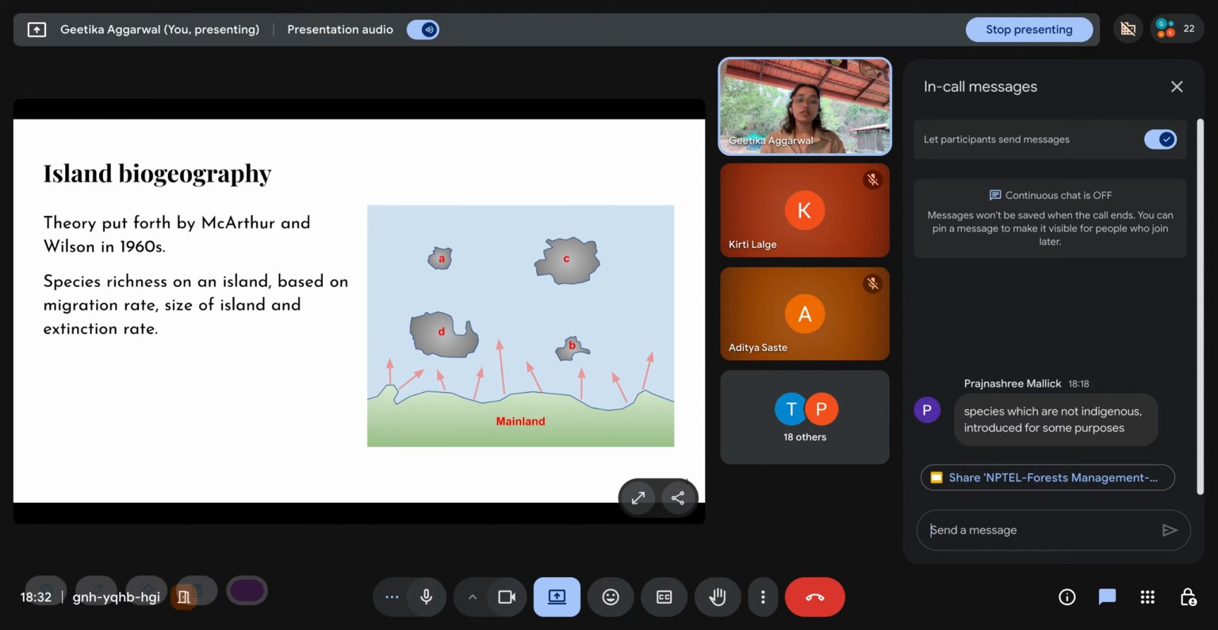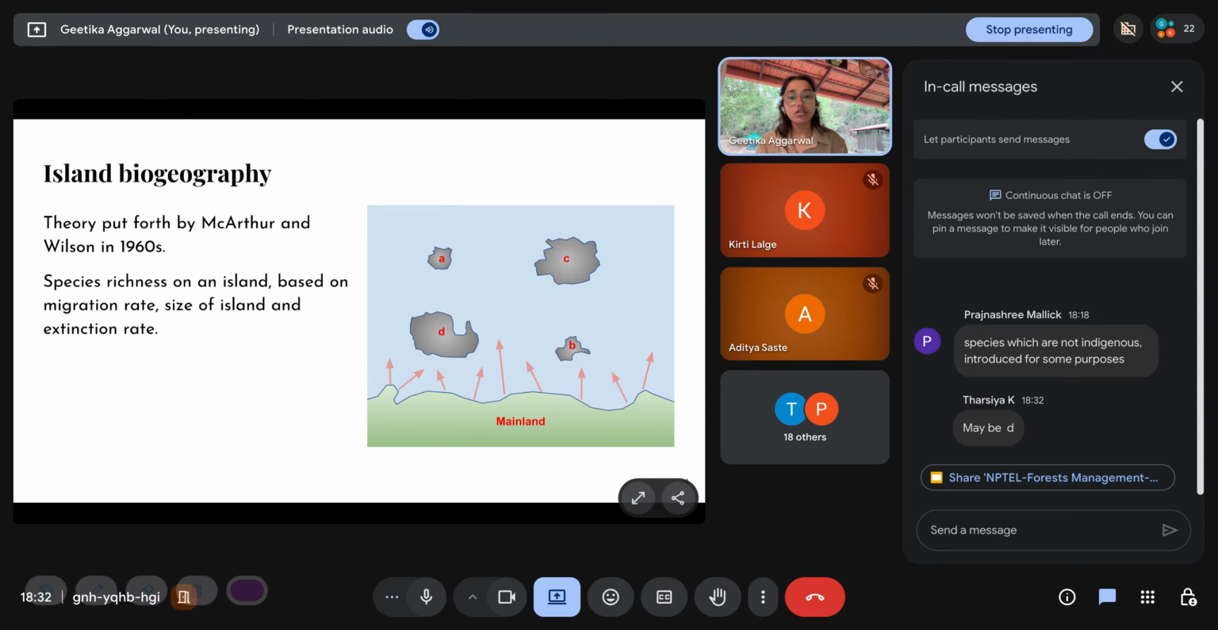Anyone? I'm just going a little bit into island biogeography. It was not really discussed in detail this week, but to give you a little bit of extra knowledge. Maybe D. Yeah. Why do you think so? Why do you think D would have more immigration, or more species coming in, compared to A, B, or C?